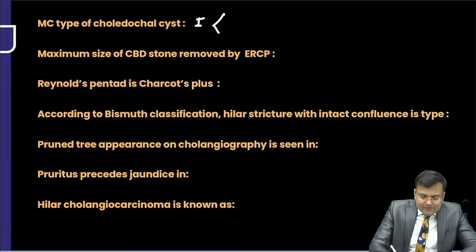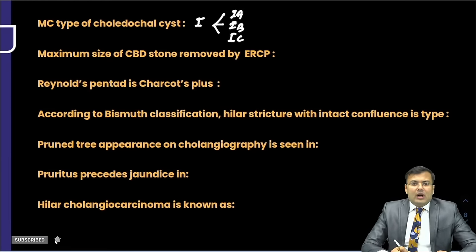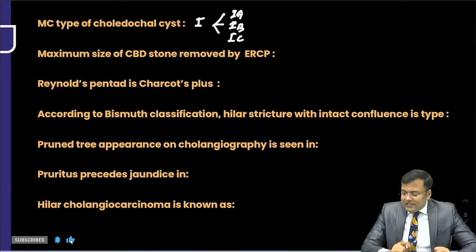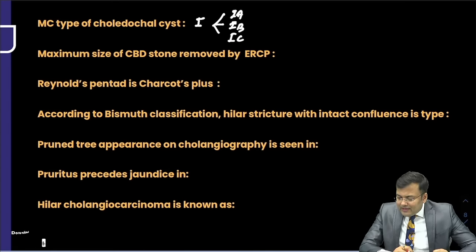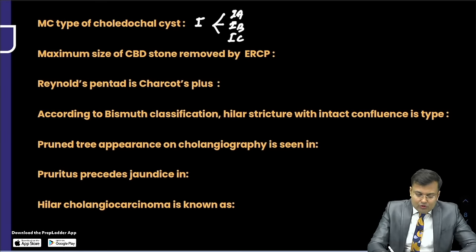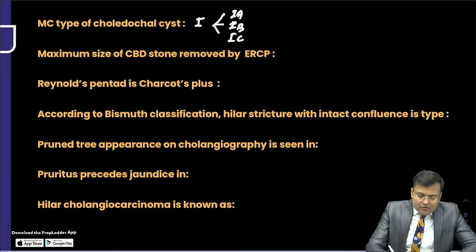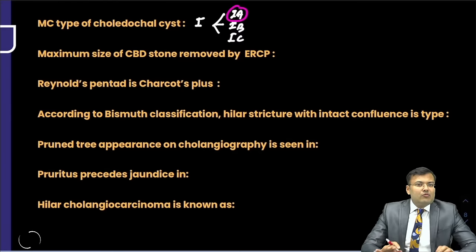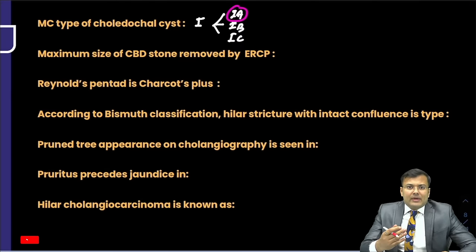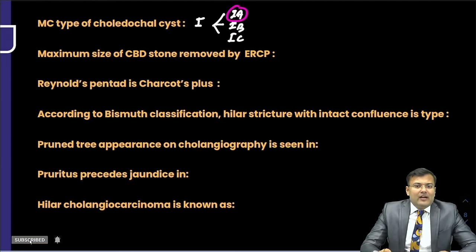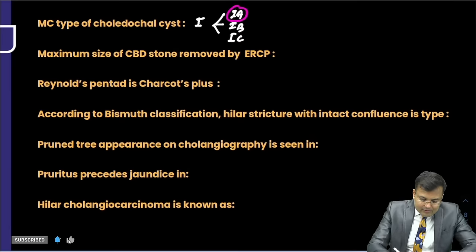Now, type 1 is further divided into 1A, 1B, 1C. Use your common sense and tell me which one is most common. Simple logic, simple clue. No. It's 1A. I told you already that if classification starts from 1, 2, 3, 4, 5, usually most common type is 1. If it starts from A, B, C, D, E, most common type is A. So it is 1A.